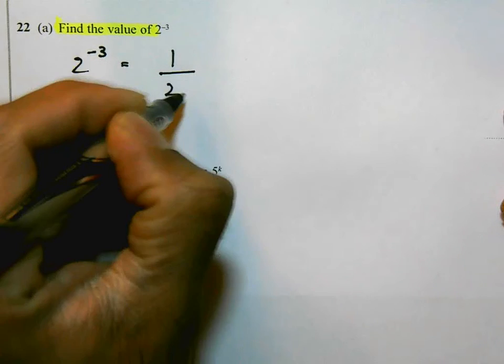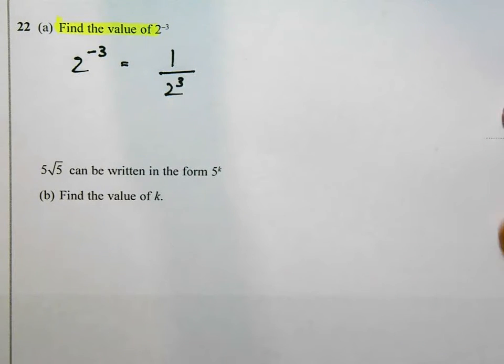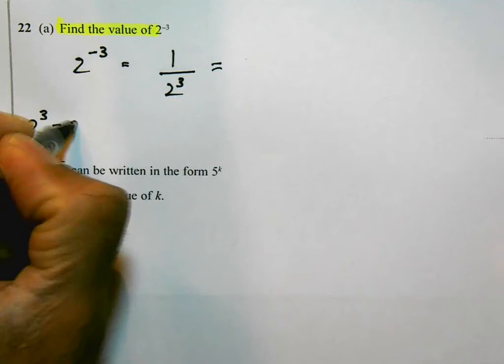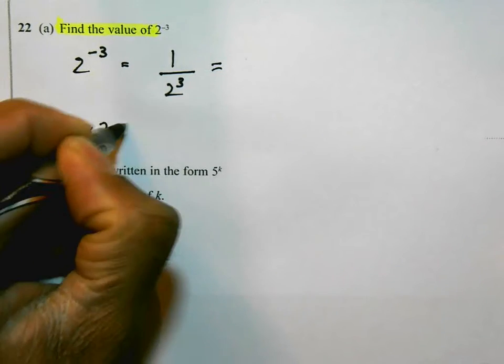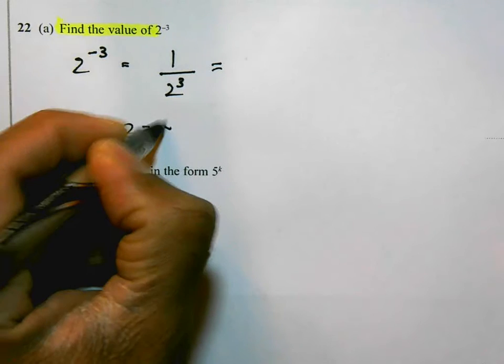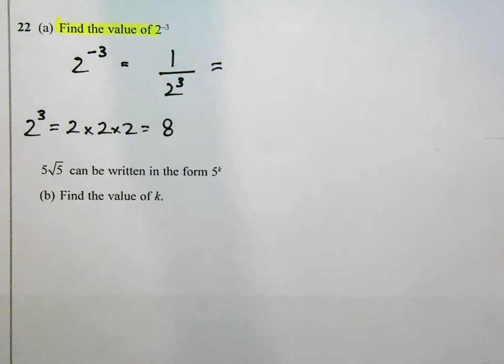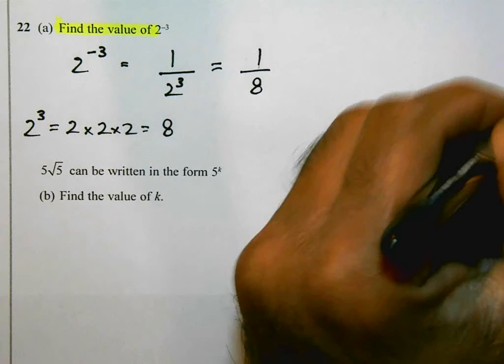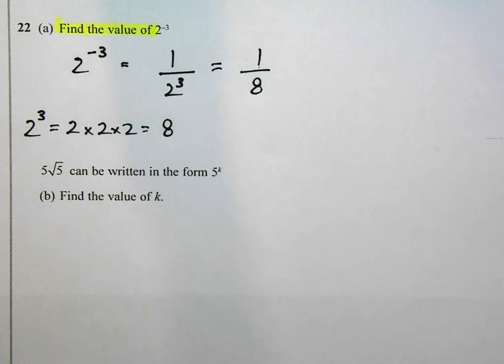Okay, and we know that 2 to the 3, or 2 cubed, is 2 times 2 times 2. 2 times 2 times 2 is 8. So that's going to be 1 over 8. This is an easy mark you could pick up. In fact, most people doing the higher mark should be able to pick up this mark. Right? Make sure you can do it.